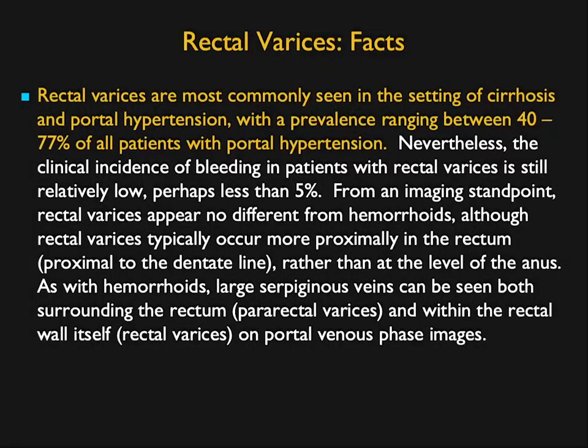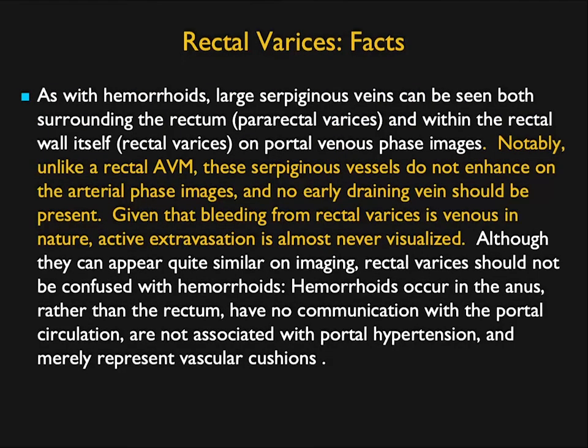We talked about rectal varices that are most commonly seen in the setting of cirrhosis and portal hypertension, almost up to 77% of cases. From an imaging standpoint, rectal varices appear no different than hemorrhoids, although rectal varices typically occur more proximally in the rectum rather than the anal region, which is where hemorrhoids are typically seen. As with hemorrhoids, large veins can be seen both surrounding the rectum and within the rectal wall itself on the venous phase imaging. I think this can be important. As with hemorrhoids, large epigastric veins can be seen with rectal varices.